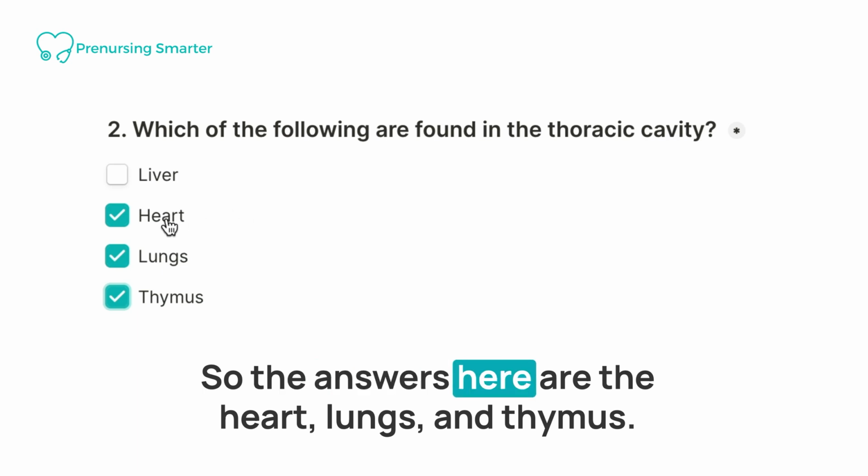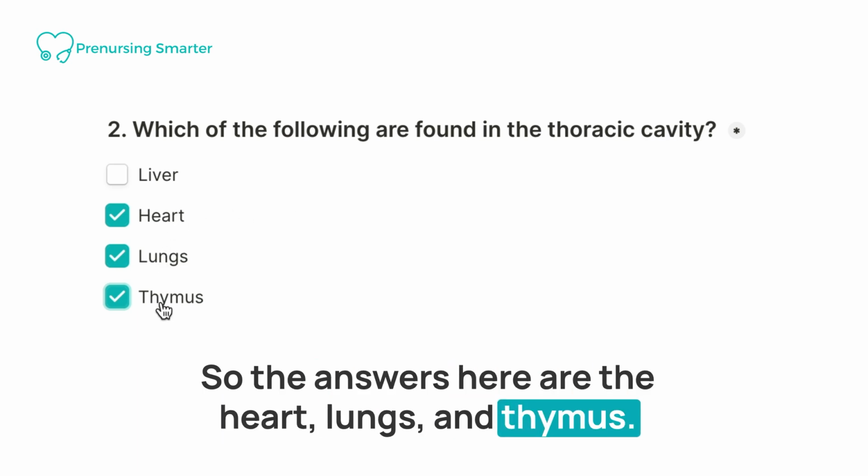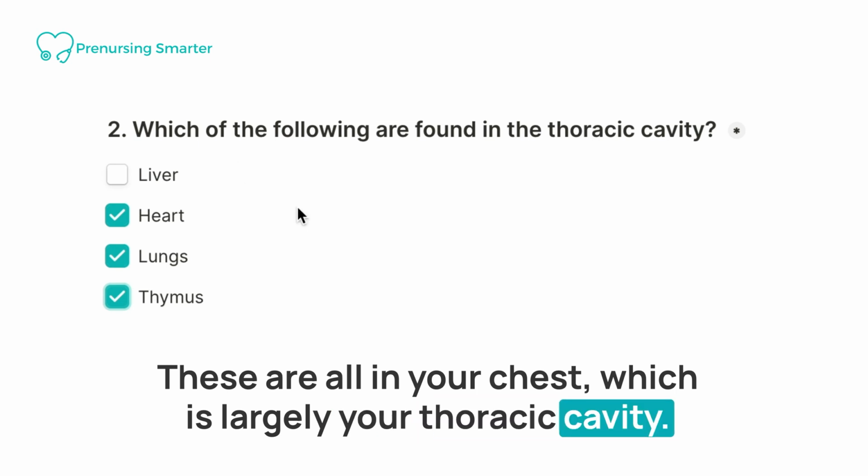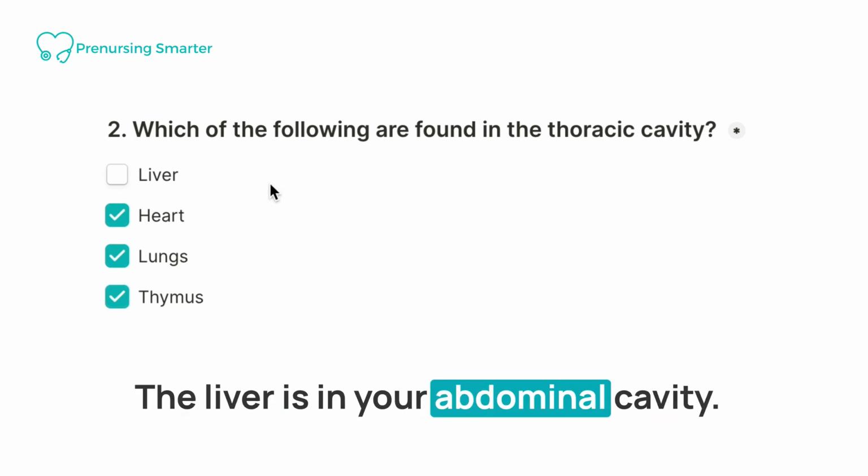So the answers here are the heart, lungs, and thymus. These are all in your chest, which is largely your thoracic cavity. The liver is in your abdominal cavity.